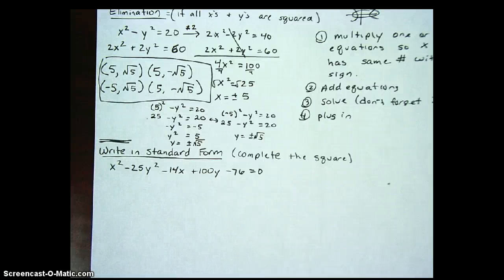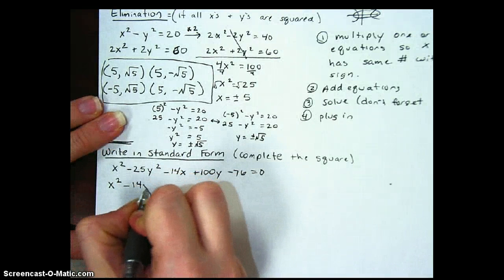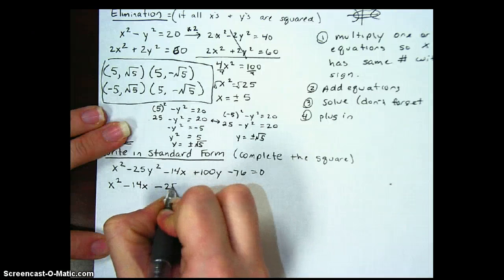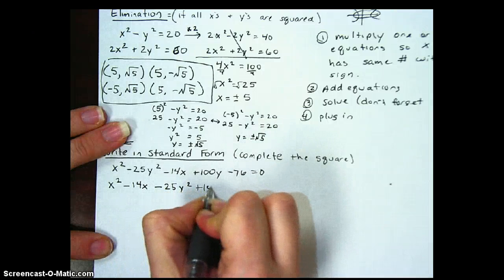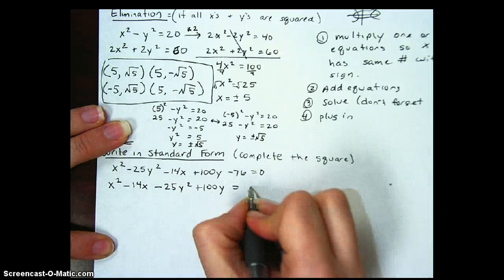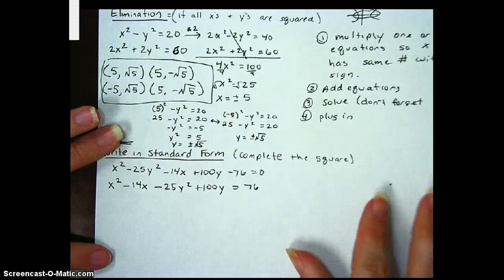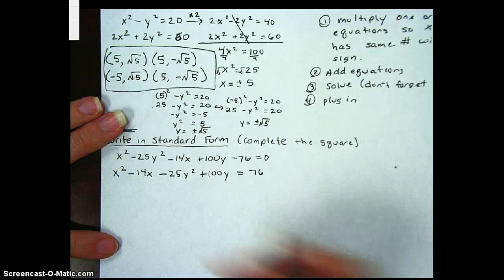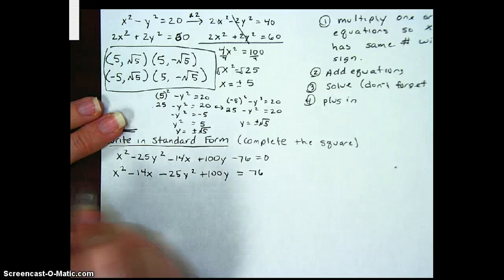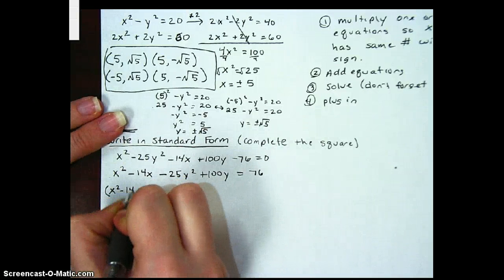It starts off the exact same way it did with circles and ellipses. We're going to group our x's. So we'll have x squared minus 14x, minus 25y squared plus 100y. So group x's, group y's, and move that constant, equals 76. Just like we did in ellipses, we're going to pull out a common factor. The x's don't have anything in front. It's a positive x squared, so we can leave it as this. So we'll have x squared minus 14x.